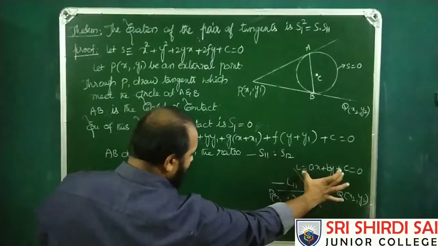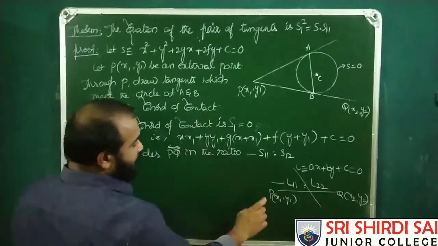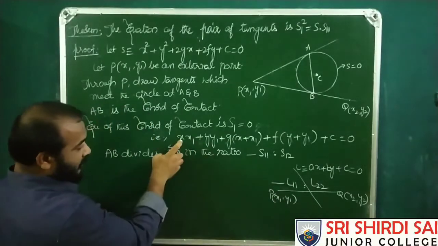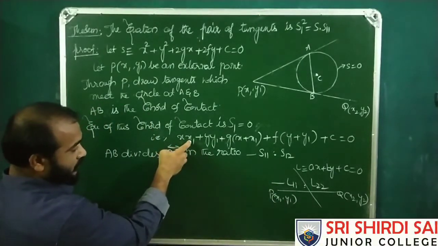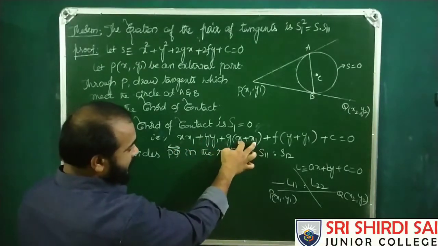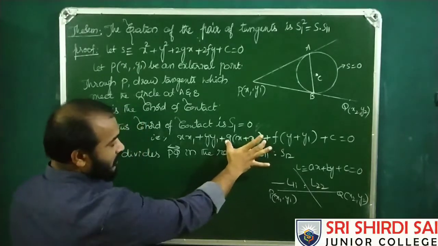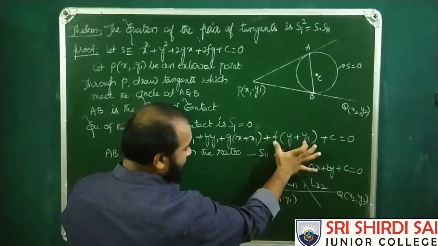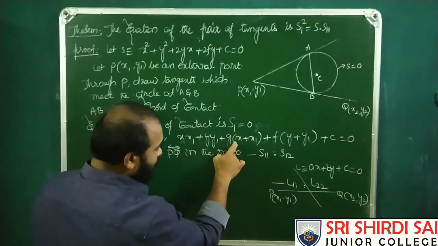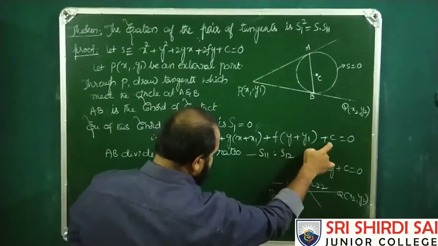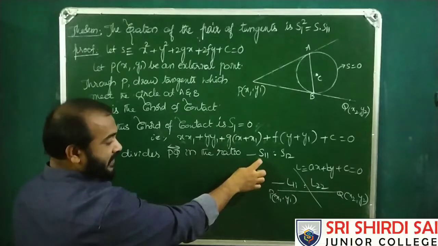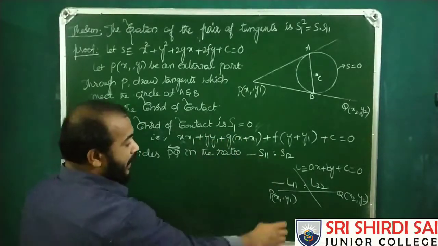Substituting x1, y1 point in this. Likewise, substitute x1, y1 point in this. Then, x1 into x1 square, y1 into y1 square, g into x1 plus x1, so 2g x1, and f into y1 plus y1, 2f y1. So what we are getting is x1 square plus y1 square plus 2g x1 plus 2f y1 plus c. If we substitute (x1, y1) in this equation, S11 is what we are getting, which is equal to L22.